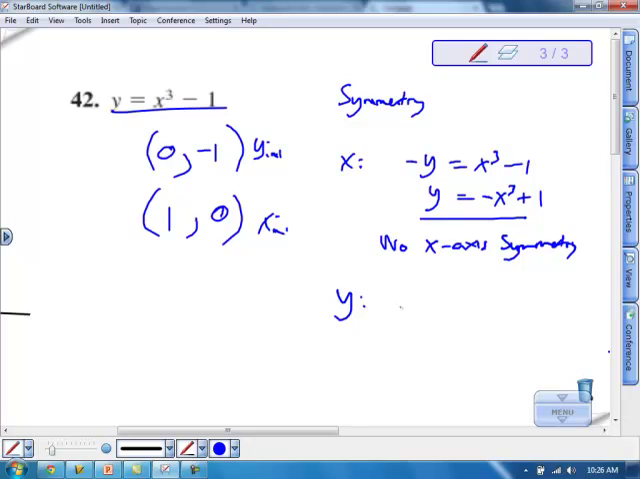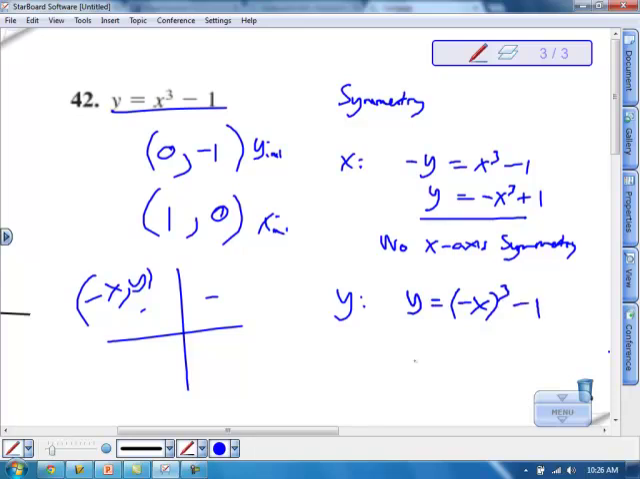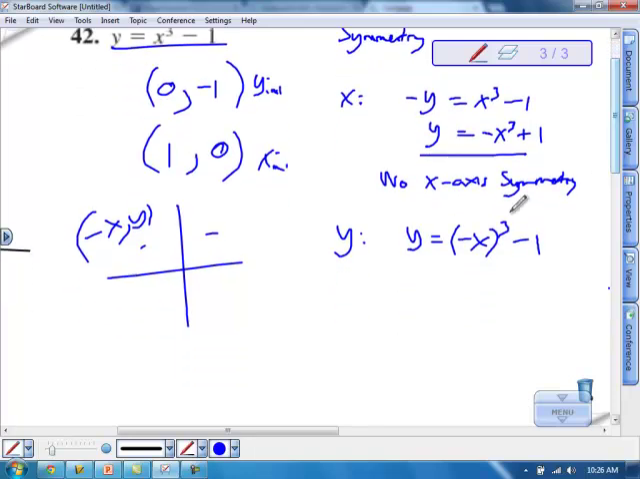Okay. Now I'll test for the y-axis. With the y-axis, when I flip it over, negative x, y is going to be on there. So I'm going to plug in negative x for x. Okay. Now when I simplify this, that negative sign stays there because negative 1 cubed is still negative 1. So therefore, this function is not the same as the original. So it has no y-axis symmetry.